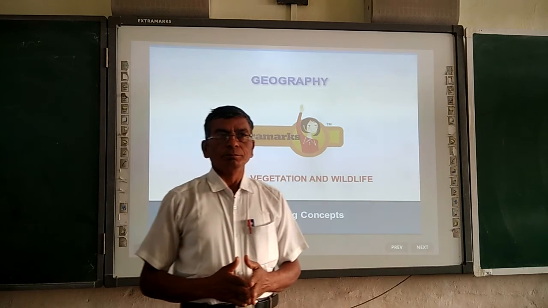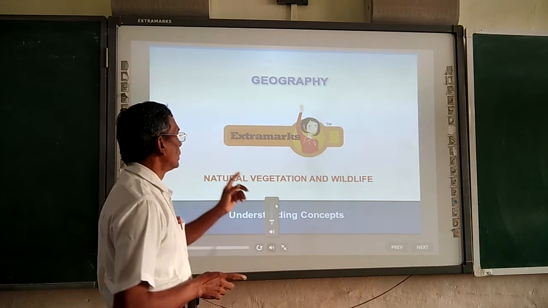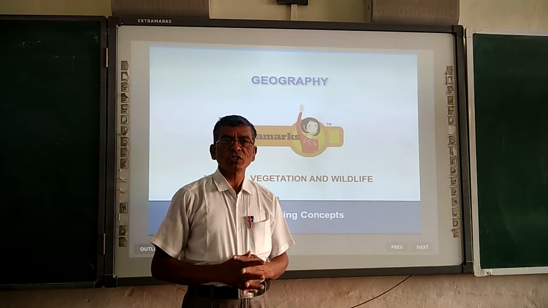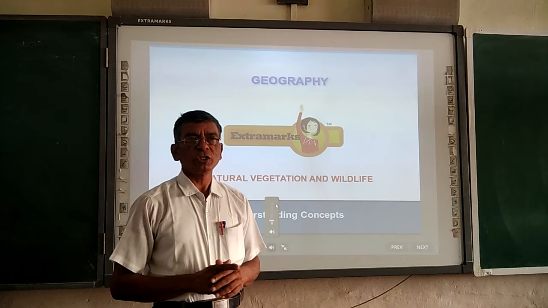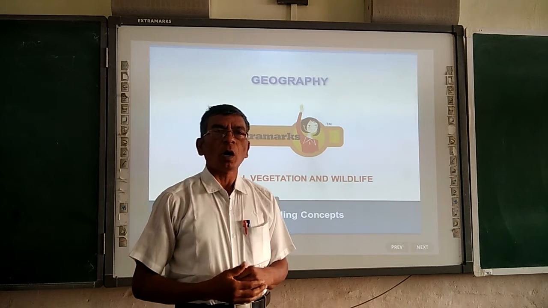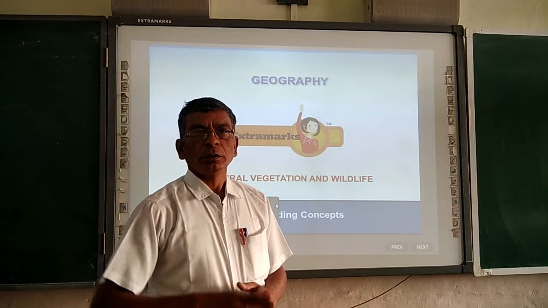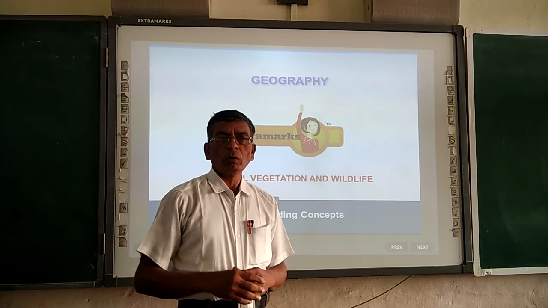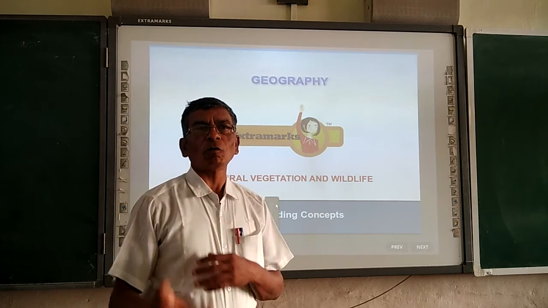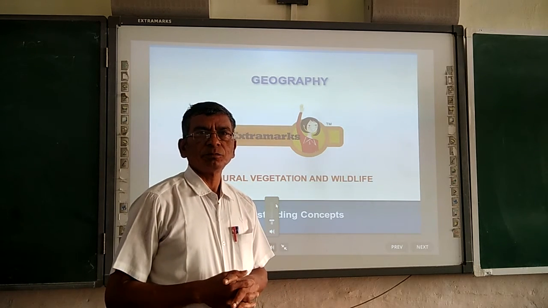Children, today in this class, we'll discuss chapter number 5, the natural vegetation and wildlife. What is nature? What are resources? What are the different types of resources? How are these resources linked with nature and wildlife? We will discuss flora and fauna, and how they depend upon these resources. All these points we will discuss in the class.